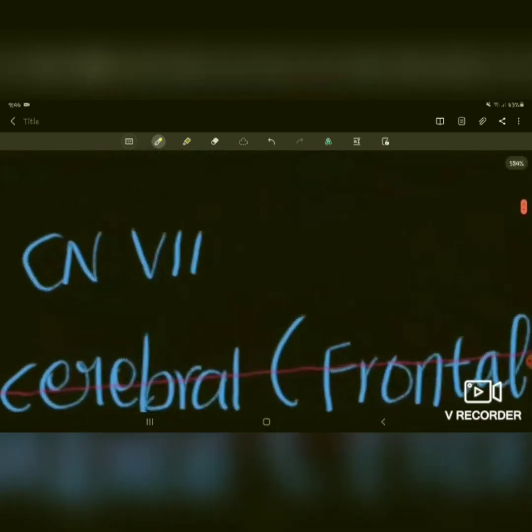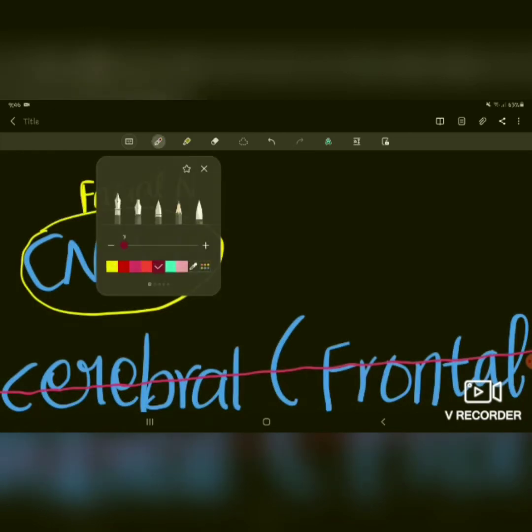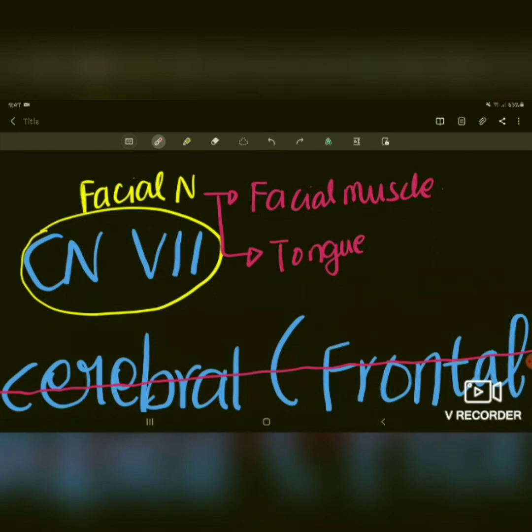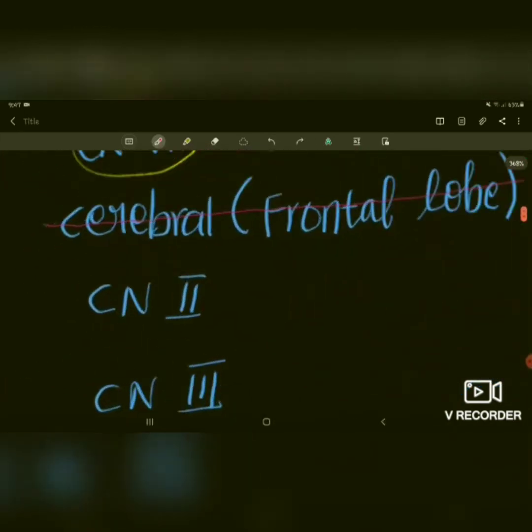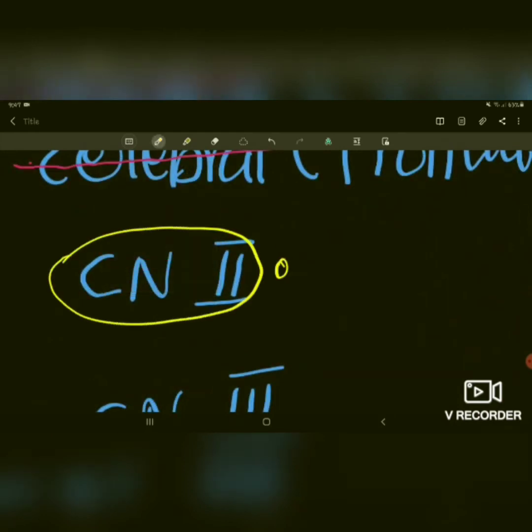So we have cranial nerve number 7. What is cranial nerve number 7 again? It is your facial nerve, right? What is the function of your facial nerve? It supplies your facial muscles. Thus, the main function is controlling your facial expressions, and it also supplies the tongue, so it helps in your taste. What about cranial nerve number 2? It is your optic nerve, right? So it helps in your vision.